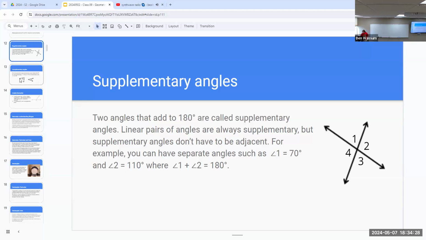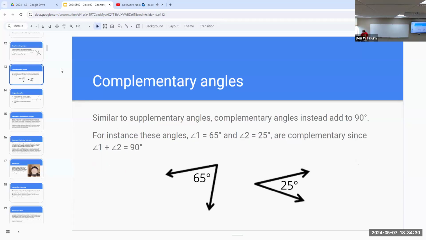So supplementary, 180 degrees. Complementary, these two actually add up to 90 degrees. Exact same scenario: you have two angles that add up to 90 degrees. Congratulations, they're complementary.